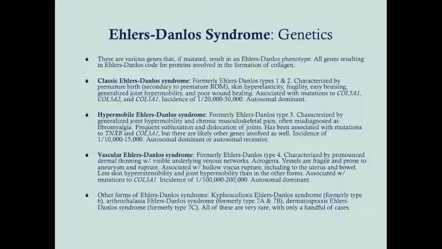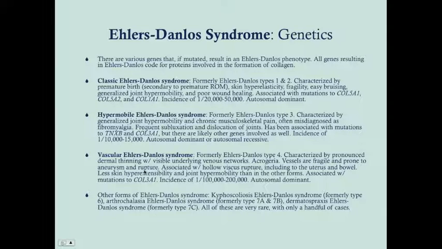Hypermobile Ehlers-Danlos syndrome is formerly the type 3 Ehlers-Danlos, and this is characterized by significant joint hypermobility as well as chronic pain, and it's often misdiagnosed as fibromyalgia. You'll also see frequent subluxation and dislocation of joints. This has been associated with mutations of tenascin and type 3 collagen, but there's probably other genes involved, and really these are just based off of case reports.